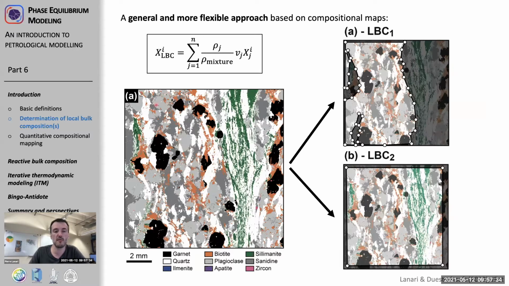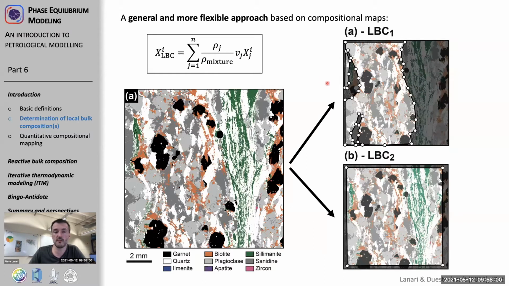And this is an example of a phase map. So each color is showing a mineral. And for each pixel, we have a full mineral analysis. So we know the chemistry of each pixel. So we can use exactly the same approach. We can use the volume fraction of each pixel, the density of the pixel divided by the density of the area that we select. And by doing this sum, we can recalculate a local bulk composition.